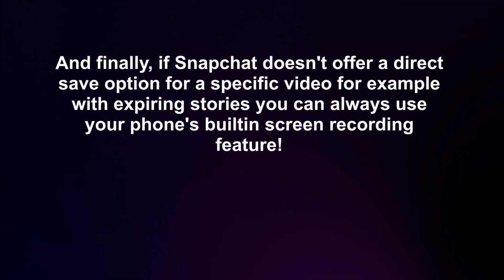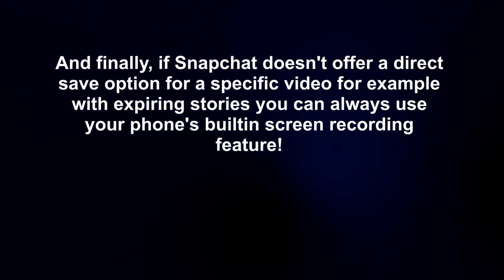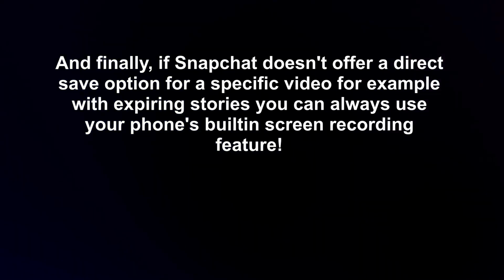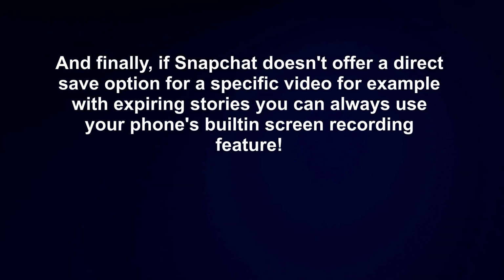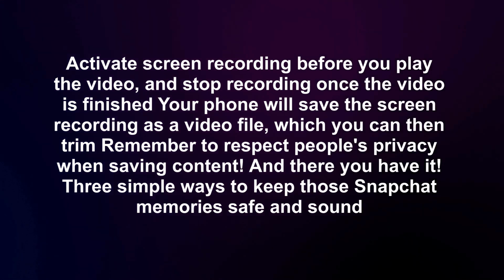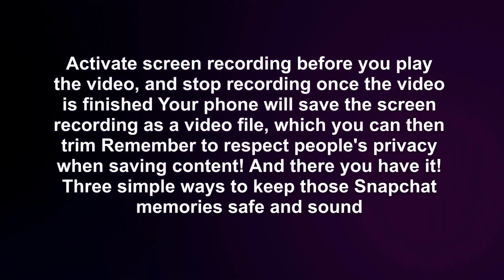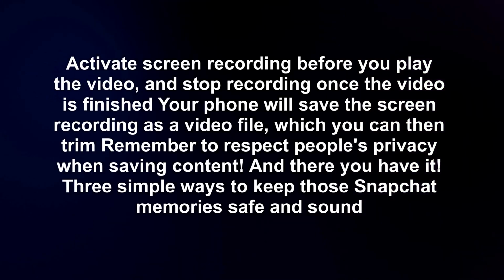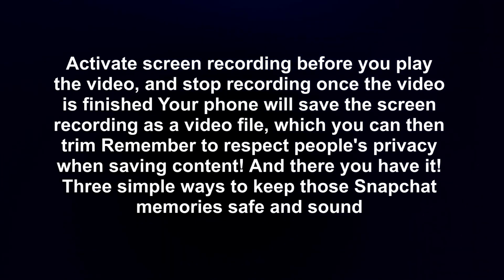And finally, if Snapchat doesn't offer a direct save option for a specific video, for example, with expiring stories, you can always use your phone's built-in screen recording feature. Activate screen recording before you play the video, and stop recording once the video is finished. Your phone will save the screen recording as a video file, which you can then trim. Remember to respect people's privacy when saving content.